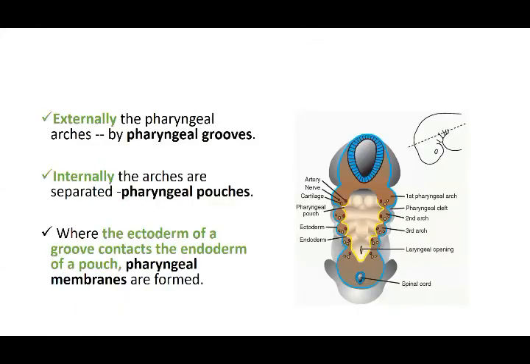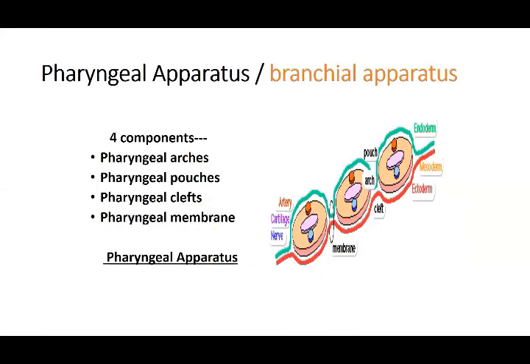Externally, there are three structures which are formed. Externally are the pharyngeal grooves, or clefts. Not the arches, but the grooves. They are ectodermal in origin. Then the pharyngeal arches in the middle are mesenchymal, and on the inner side is the endoderm, which forms the pharyngeal pouches. Where the three layers meet, that is the pharyngeal membranes. That is called the pharyngeal apparatus. So these tell you what a pouch is, what a cleft is, what an arch is, and what the membrane is. This black thing which is encircled is what we call a membrane. These are present in the neck.